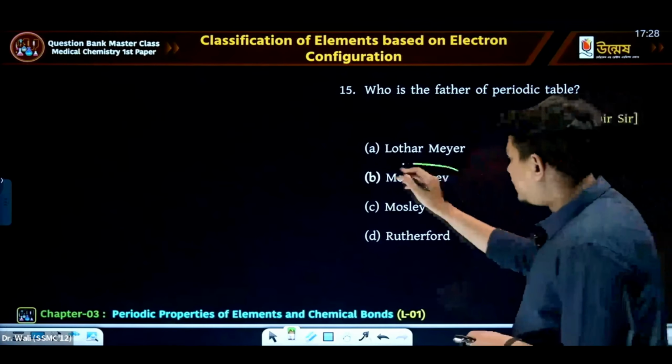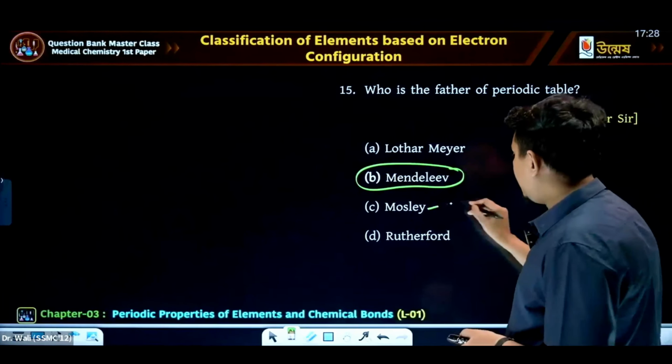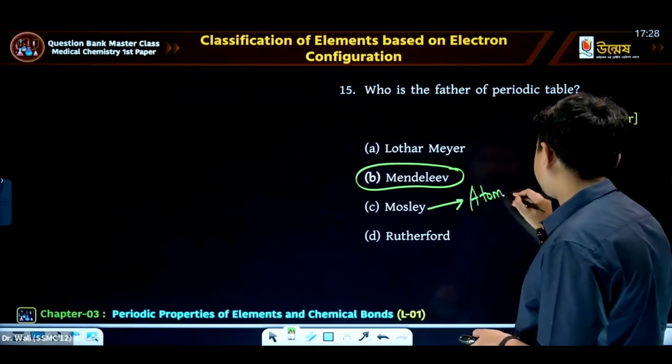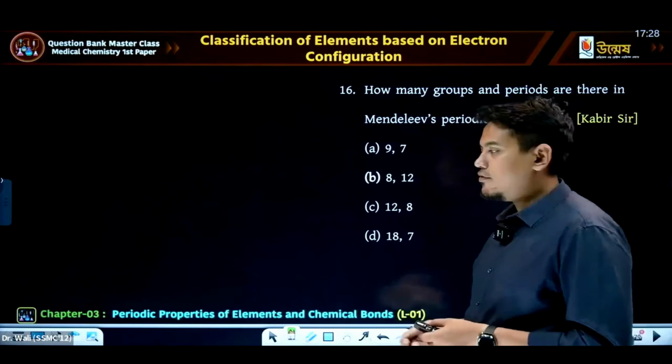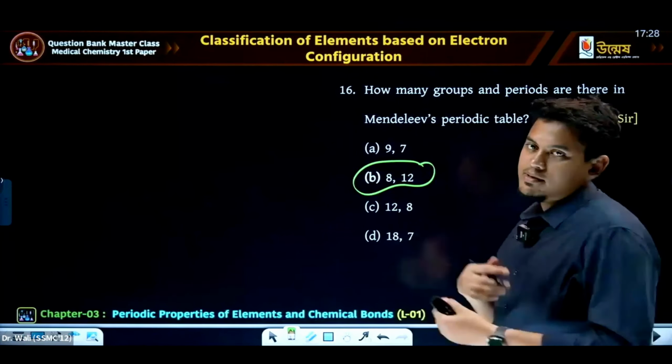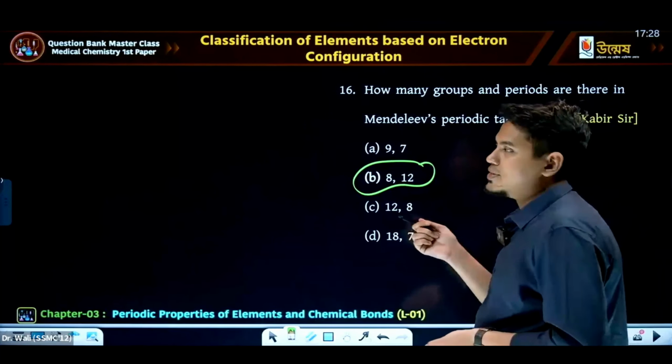Next question, who is the father of the periodic table? I think I have already answered this question, which is Mendeleev. Mostly, I have already stated the discoverer of atomic number. Atomic number. How many groups and periods are there in Mendeleev's periodic table? I have already answered that, 8 and 12. Sometimes, due to hurry, we fail to answer this correctly because there is also an option which is 12, 8.